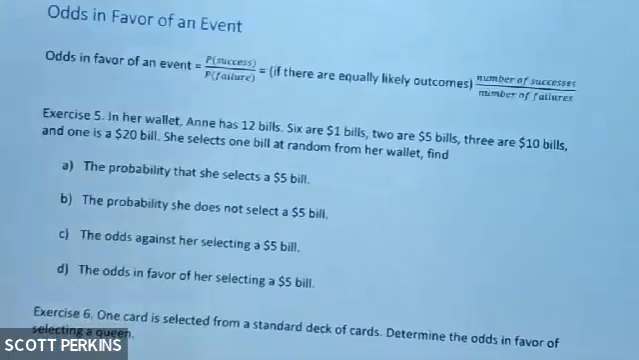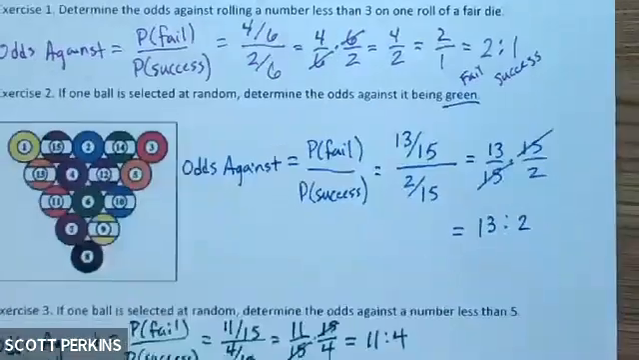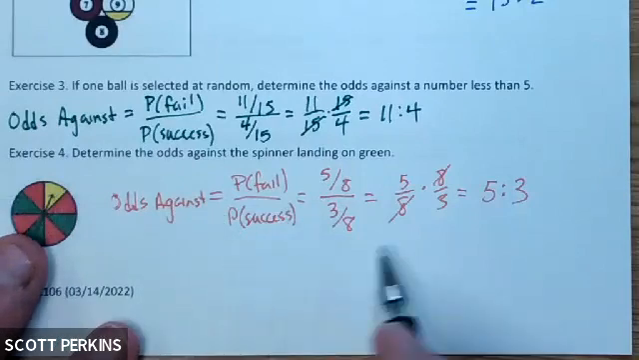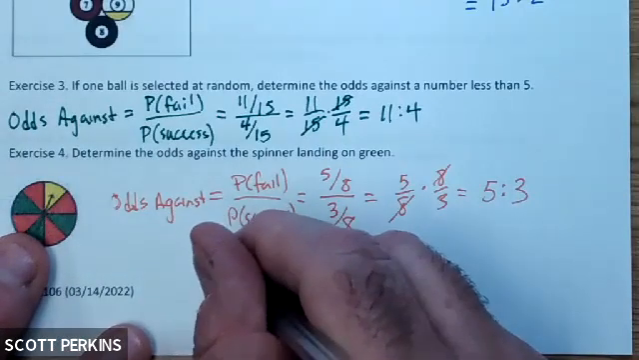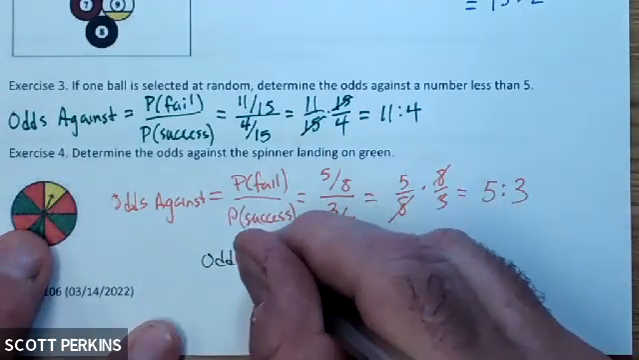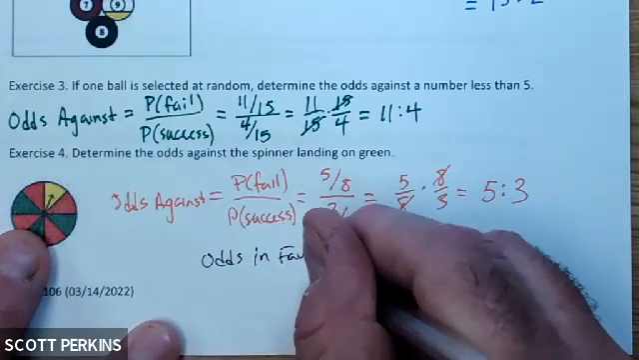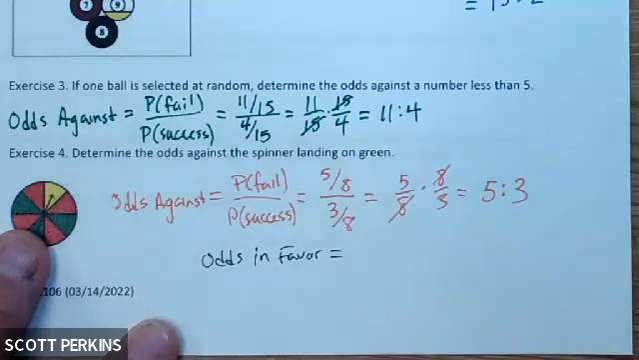So for instance, on the last problem that we just did, we calculated the odds against landing on green is 5 to 3. So then knowing the little bit you know now, if I said, what are the odds in favor of green, then you would guess what?